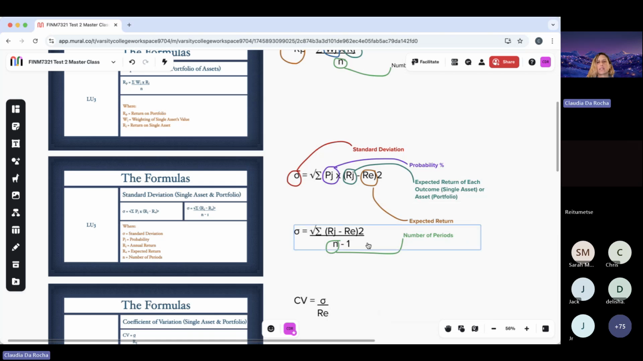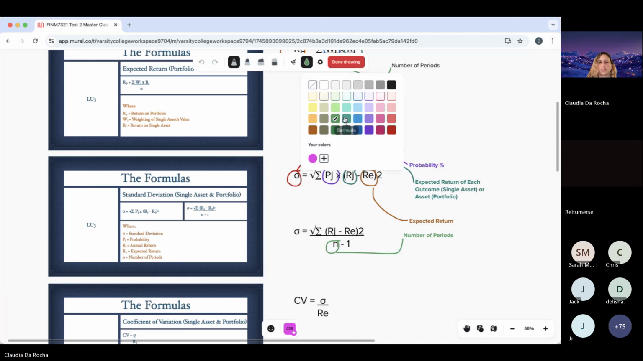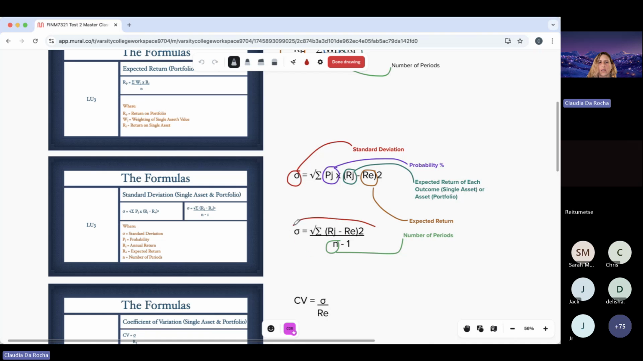But that, in essence, as you can see here, if I am to highlight it, or just at least circle it, this formula does not have your probability, the purple, in it. So this is when you're not given probabilities. You've been given the return of each asset. You've calculated the expected return, or they've given it to you, and then you've got the number of periods, and then you can calculate. So again, just to reiterate, it's always based on the information that's given in the question. That will guide you as to which formula you can or cannot use.